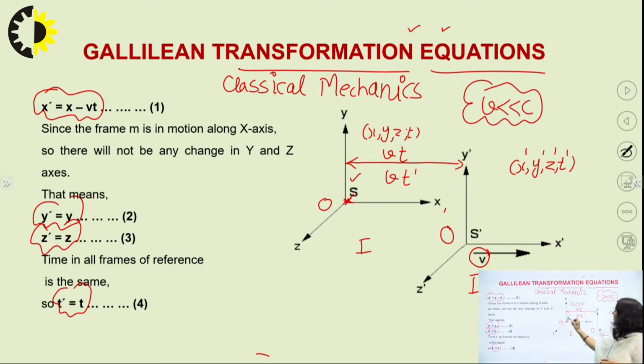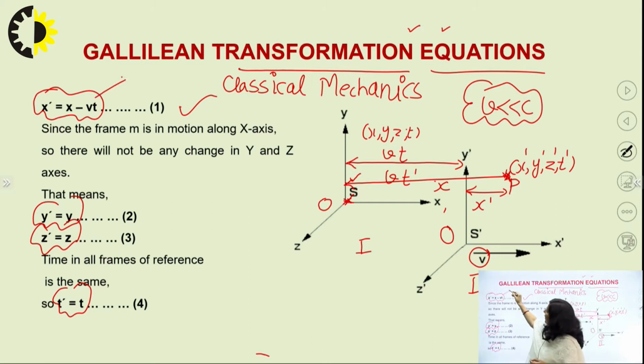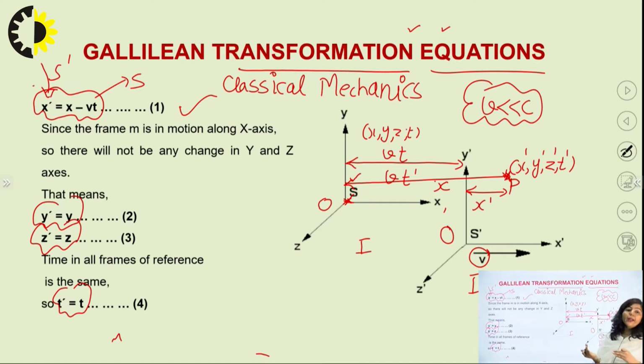And with respect to frame S, let this be the position where the event is occurring. Then with respect to S, this distance is x, and with respect to S dash, this distance is x dash. Now you can easily see from this diagram that x dash is basically x minus this particular term, x minus Vt. So x dash is x minus Vt. Now you can see in equation number 1, on the right hand side all the terms belong to frame S, and on the left hand side all the terms belong to frame S dash. Means you have converted the coordinates of one inertial frame in terms of coordinates of the other inertial frame. You have written x dash in terms of x.